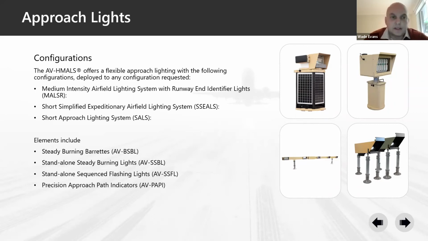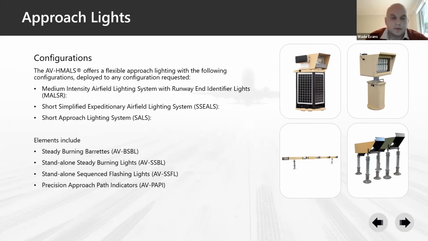They're then also supported by the standalone steady burning lights, or the SSBLs, which is in the top left-hand corner. They are self-contained solar steady burning lights designed for portability and self-contained solar charge, as well as compatibility with AC long lines and RF control as well, if and when required. The standalone sequence flashing lights, which are on the top right-hand corner, are similar to the standalone steady burning lights. In fact, they're a self-contained portable unit, which can be supplemented by a standalone solar system as well, designed to meet the same sort of requirements and needs as that standalone steady burning light.